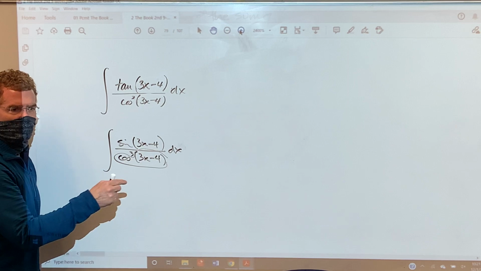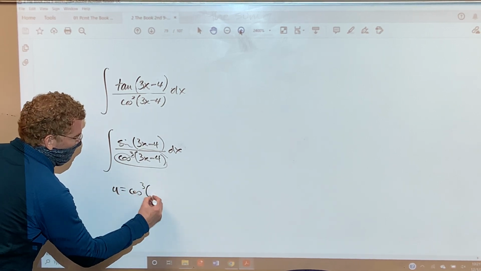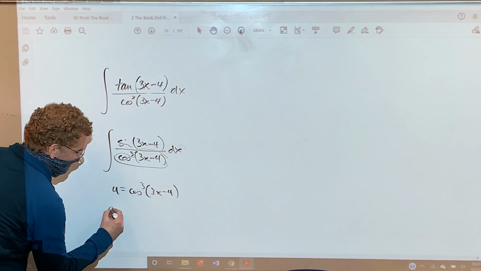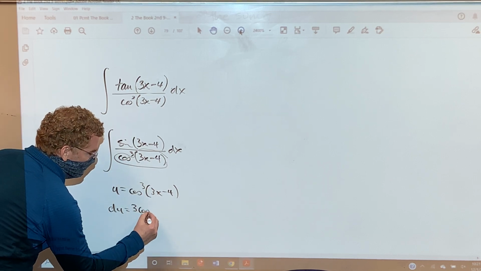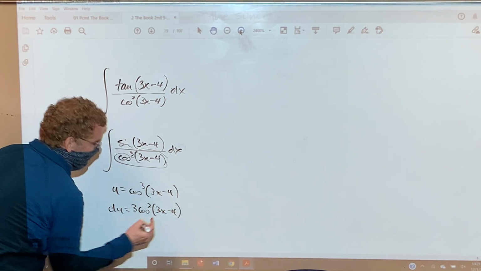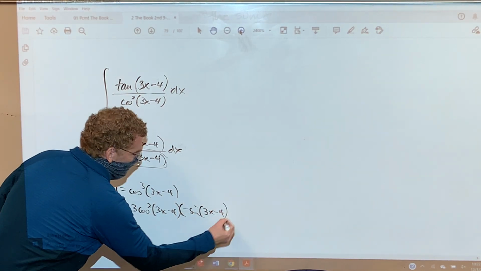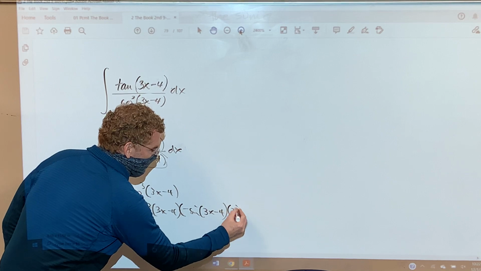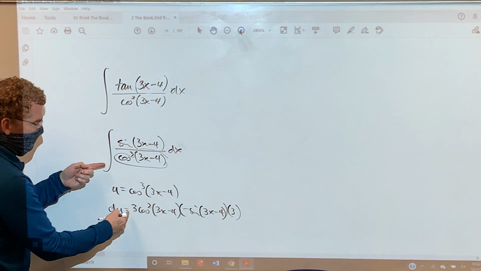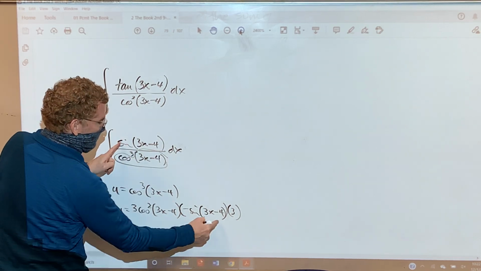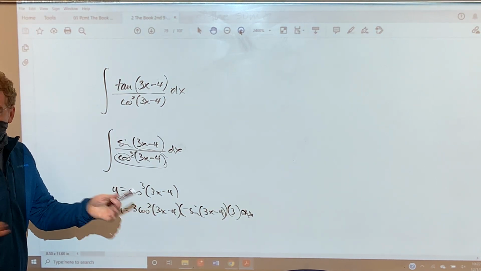Now, I'm not going to pick u to be the cubed, because look what happens if I pick u to be the cubed. I get du. You remember how to do these? You do the power first, 3 cosine squared, and then you do the cosine part, negative sine, and then you do that part, times 3. And that doesn't exist, right? I've got all this extra junk in there. The sine part's there, dx, but there's just too much. So that was a bad choice if you decided to do that.